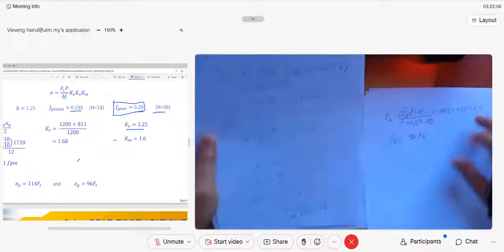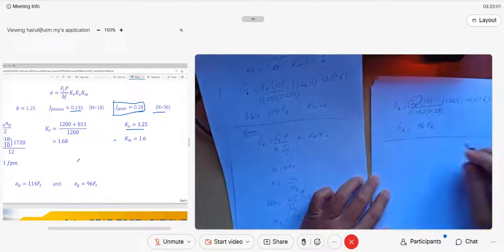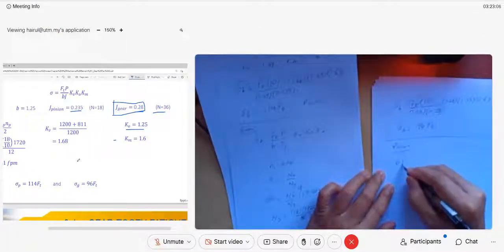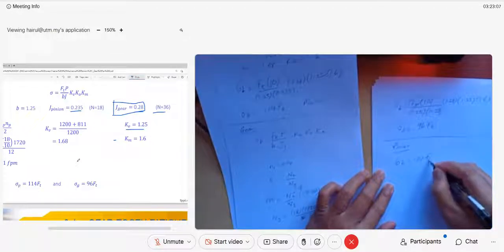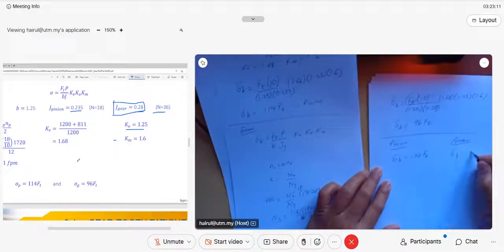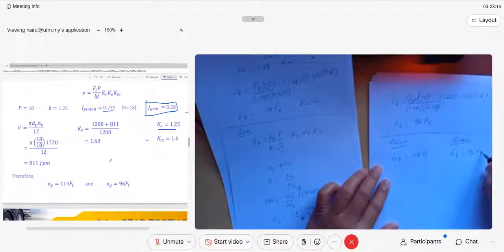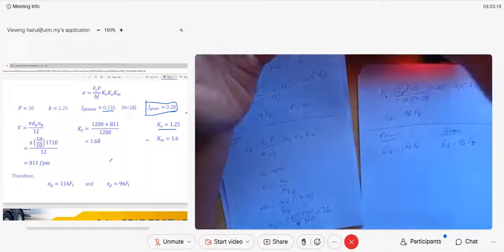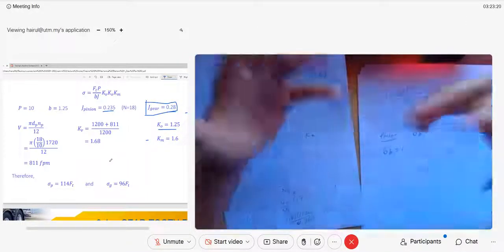Okay, now we have to do it for the pinion. For the pinion, sigma bending is 114 F tangent. For the gear, sigma bending is 96 F tangent. If F tangent is known, find the safety factor, of course, straightforward, since SN is already calculated. But the question asks for the maximum horsepower.